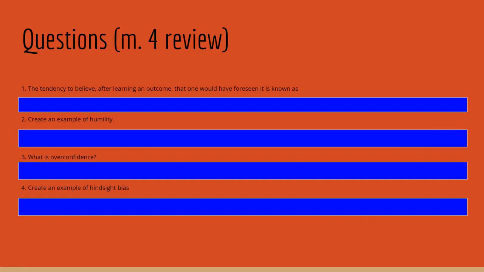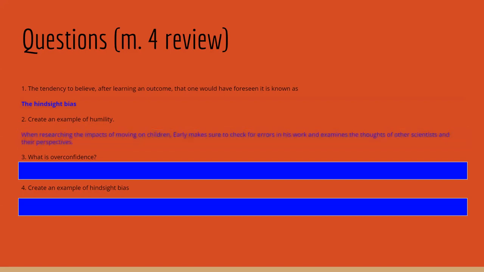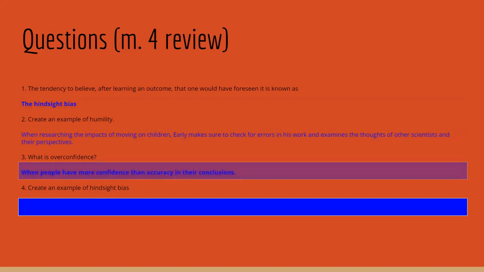What is the tendency to believe after learning an outcome that one would have foreseen it? Well, that's in fact the hindsight bias. Create an example of humility. So obviously answers can vary, but here's an example. When researching the impacts of moving on children, Early makes sure to check for errors in his work, and examines the thoughts of other scientists and their perspectives. That's a good thing. What is overconfidence? When people have more confidence than accuracy in their conclusions.